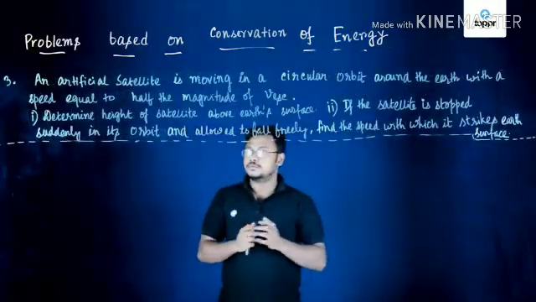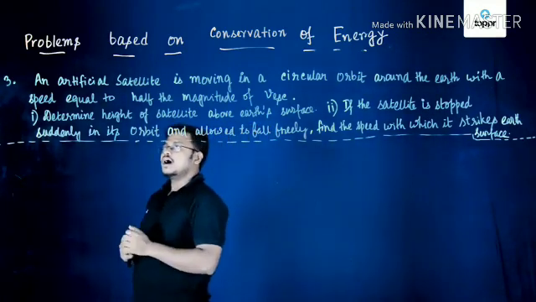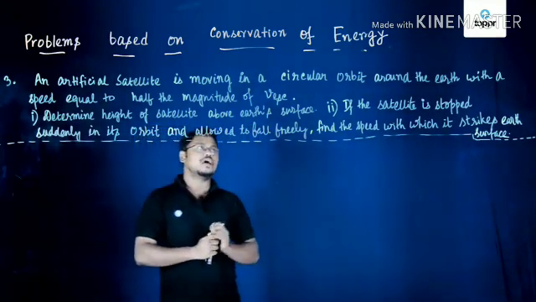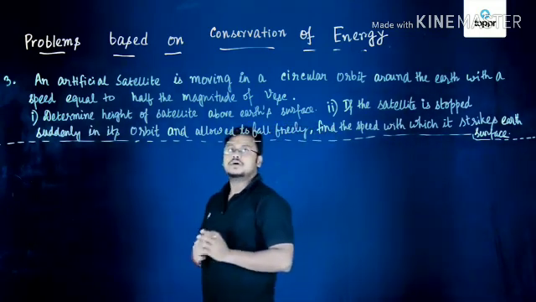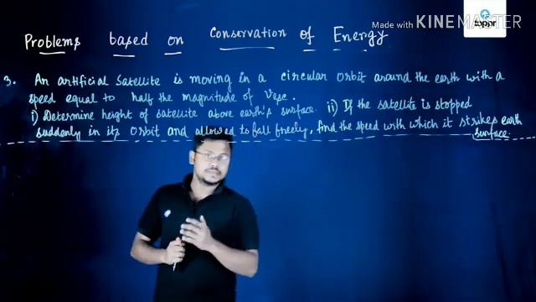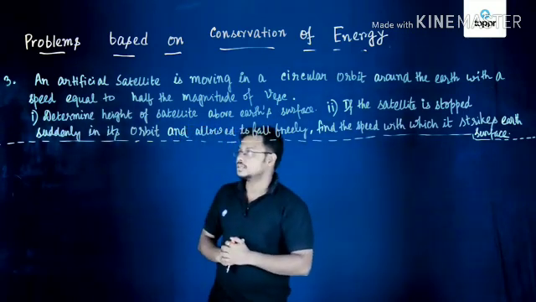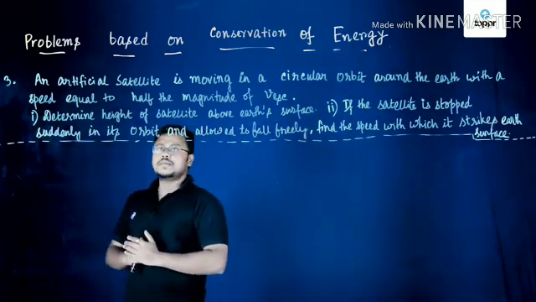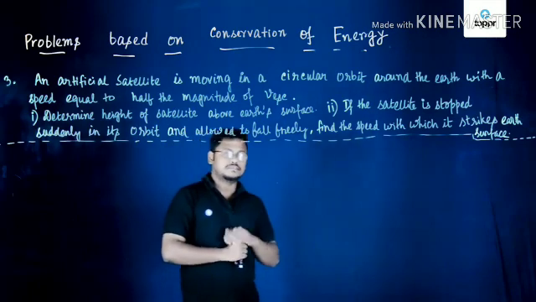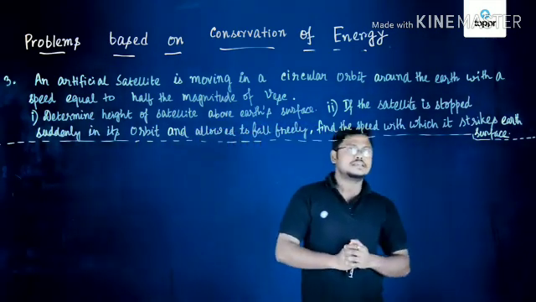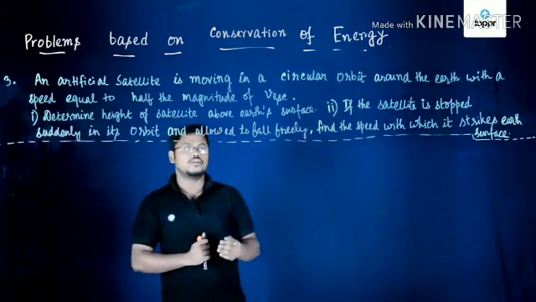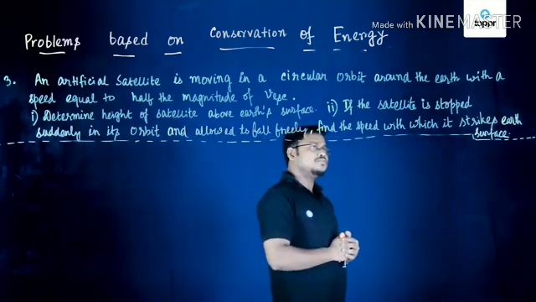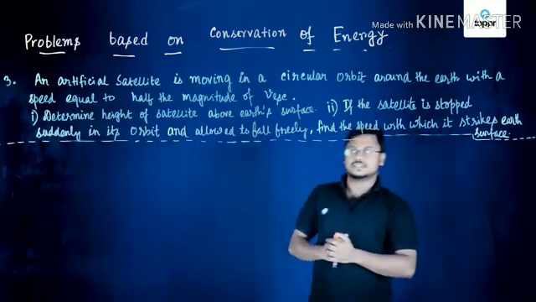Now let us look at the third problem. It says an artificial satellite is moving in a circular orbit around the earth with a speed equal to half the magnitude of v escape, meaning escape velocity from the surface of the earth. First, determine the height of the satellite above earth's surface, and second, if the satellite is stopped suddenly in its orbit and allowed to fall freely, find the speed with which it strikes earth's surface.